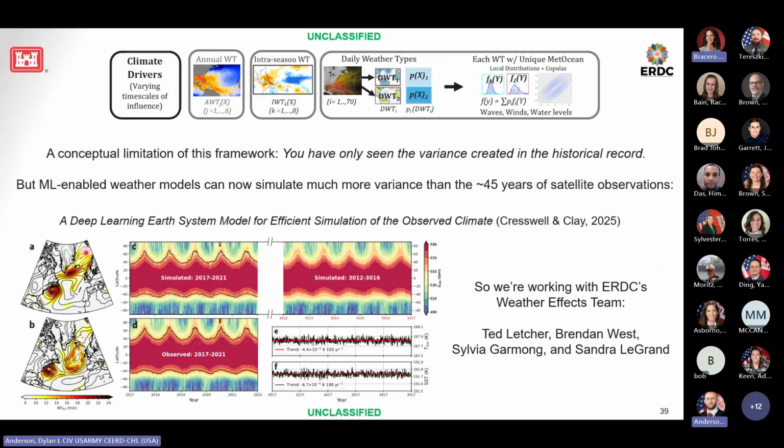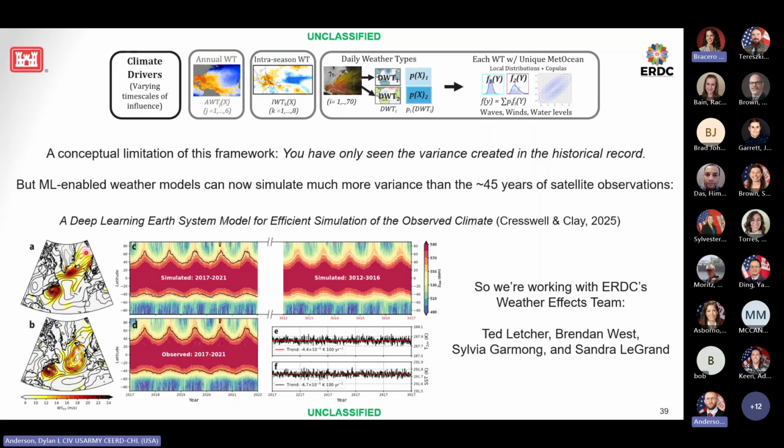But ML, machine learning enabled weather models are exploding right now. And they can now simulate a whole lot more variance than what the last 45 years of satellite observations has provided us. So we have teamed up with the weather effects team here in ERDC. That's like a 20-person group spread across multiple labs. But in particular, we're working with Ted Letcher, Brendan West, Sylvia Garmong, and Sandra Legrand as our main collaborators and points of contact here.